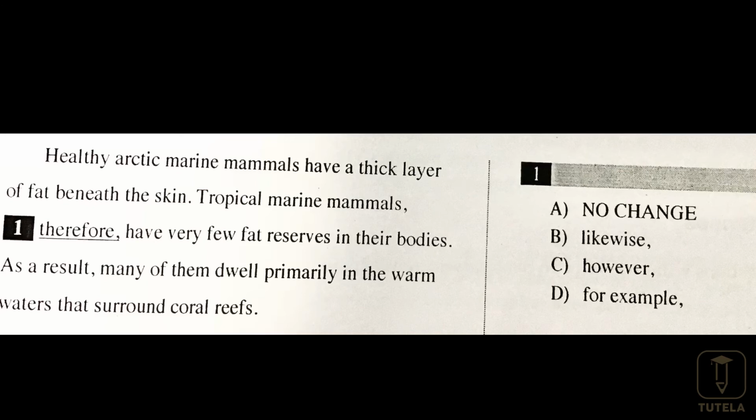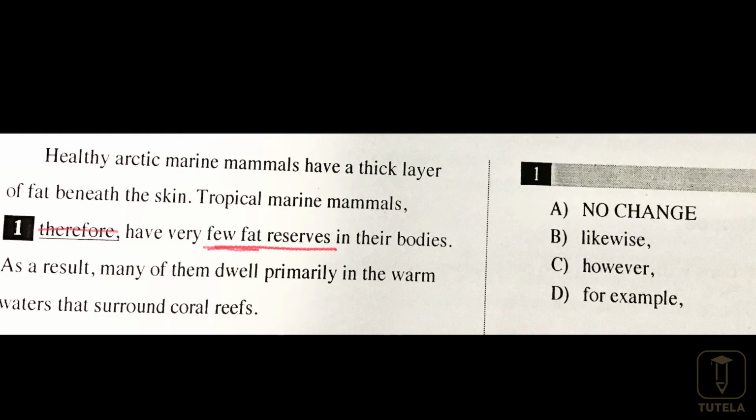Let's read the sentence. Tropical marine mammals, therefore, have very few fat reserves in their bodies. Let's just cancel off the transition word. Now, let's read the sentence before and after. Healthy Arctic marine mammals have a thick layer of fat beneath the skin. Tropical marine mammals have very few fat reserves in their bodies.